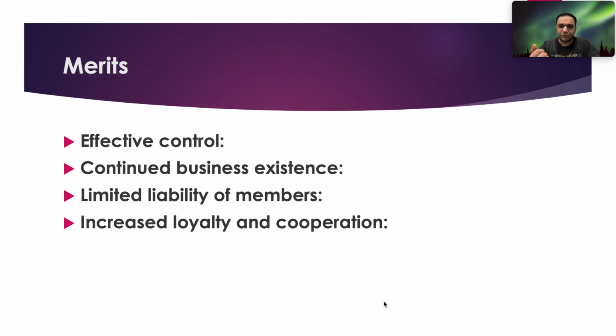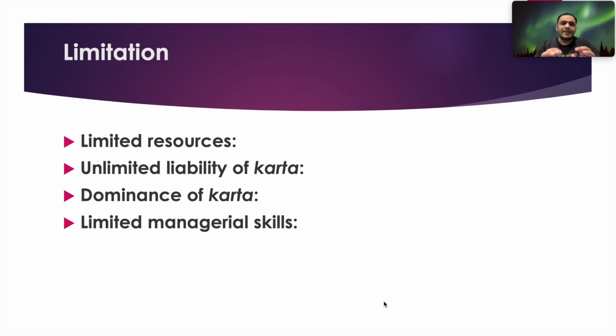Merits: effective control is there, continued business existence is there, limited liability of members is there, increased auditing and cooperation is there. These are the merits. Limitations: limited resources are there, unlimited liability of Karta is there, dominance of Karta is there because that person will be doing everything, and limited managerial skills are there. These are all the limitations of that.